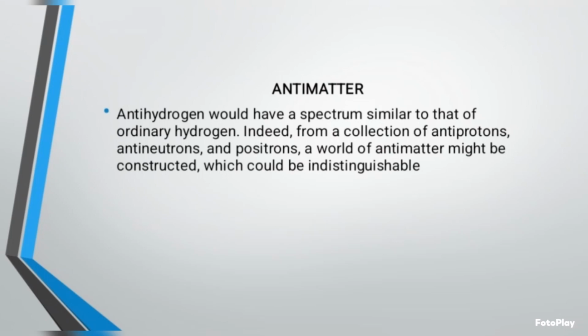For example, a hydrogen atom is composed of one electron and one proton. The antimatter of hydrogen is antihydrogen, which is made up of a positron and an antiproton. Antihydrogen would have a spectrum similar to that of ordinary hydrogen. Indeed, from a collection of antiprotons, antineutrons, and positrons, a world of antimatter could be constructed, which could be indistinguishable.